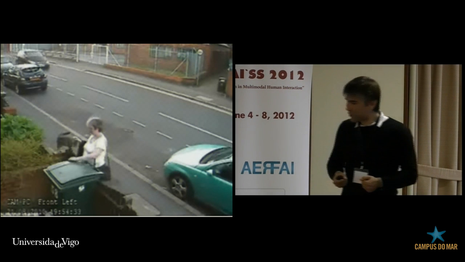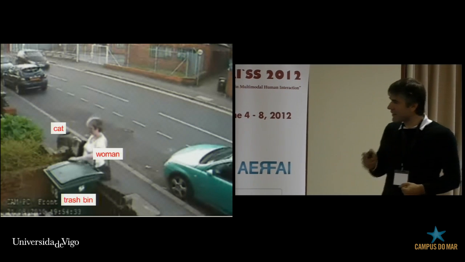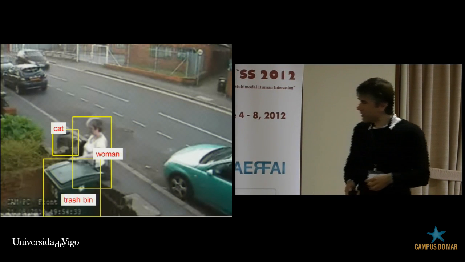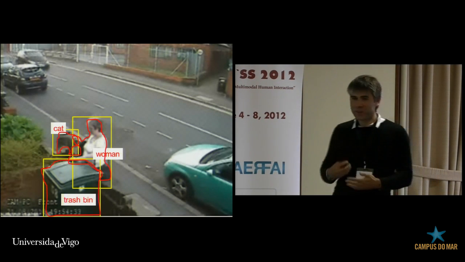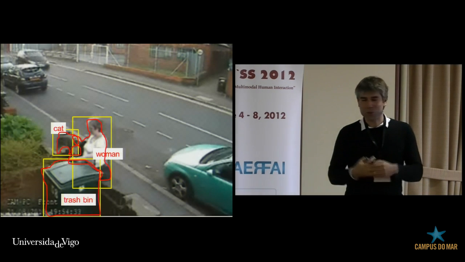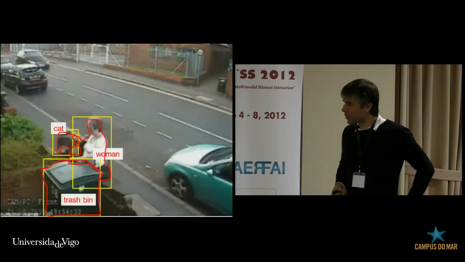Again, this example with a cat. Currently we can detect cats, trash bins, and maybe put bounding boxes and segment them. Still, it won't bring us very much closer to understanding this. This is a very untypical situation.